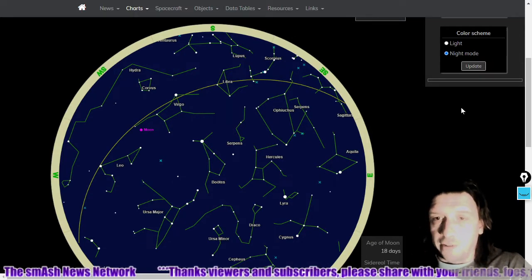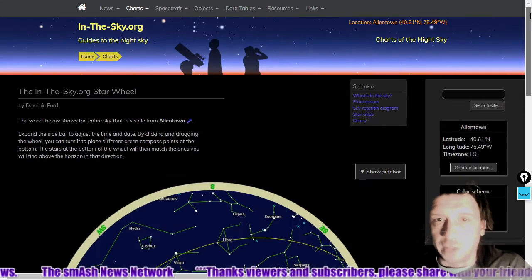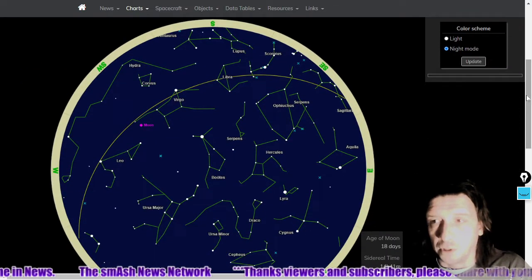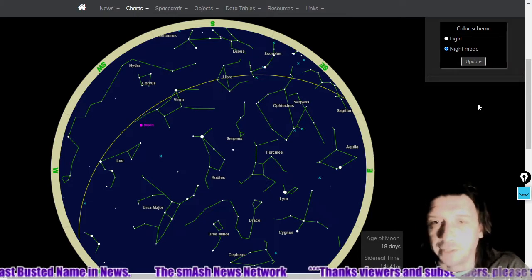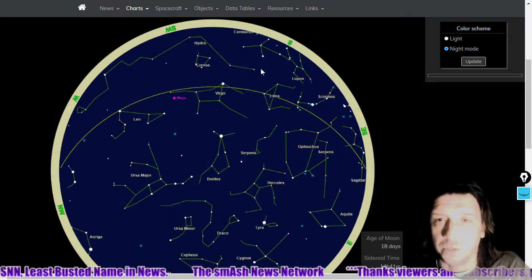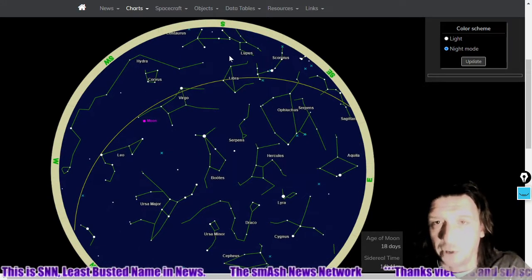Here's a chart of the stars. I like to use in-the-sky.org. We're not paid to say that yet. And I like to face my star chart to the south. You can rotate yours around however you like. I'm currently facing the south.